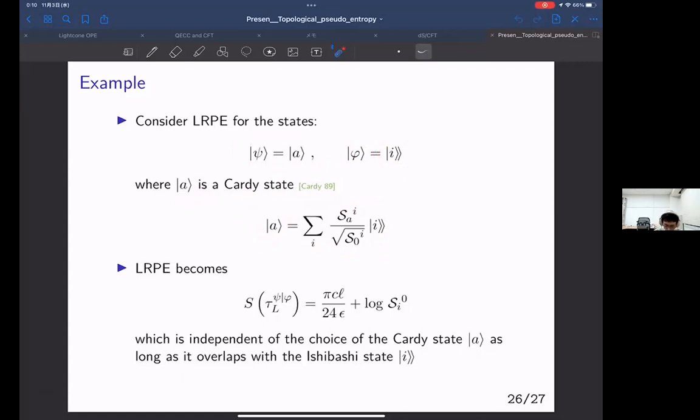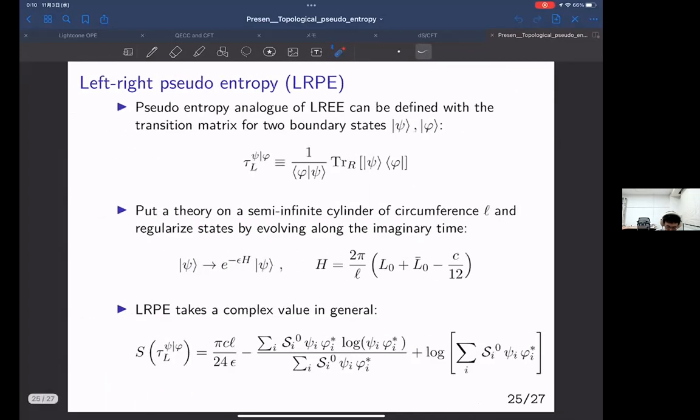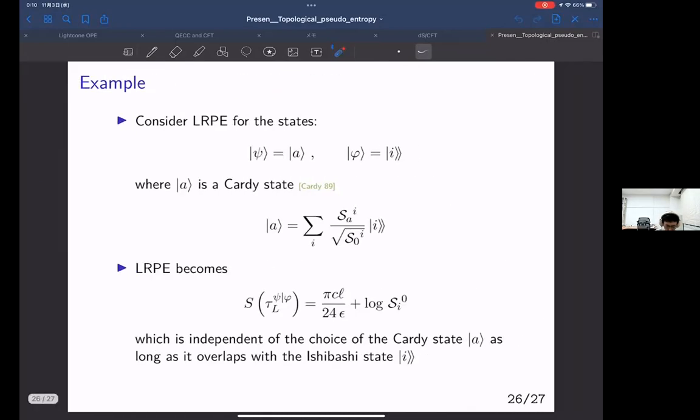And then the LRPE becomes like this. It gets simplified. So there is no dependence on the coefficient. Actually, in this case, kind of surprisingly, the left-right pseudo entropy does not depend on the choice of A, the Cardy states. So it always gives the same result for any A. But anyway, the point is that you can calculate the left-right pseudo entropy for any state in this setup. So this is a new quantity we introduce.